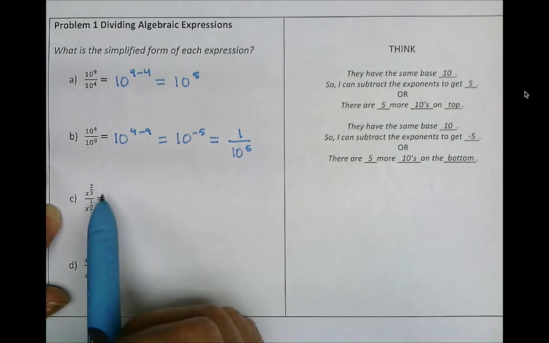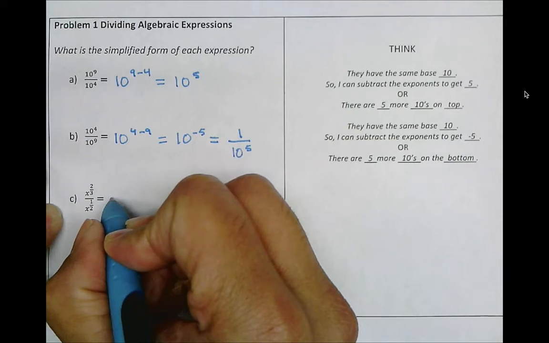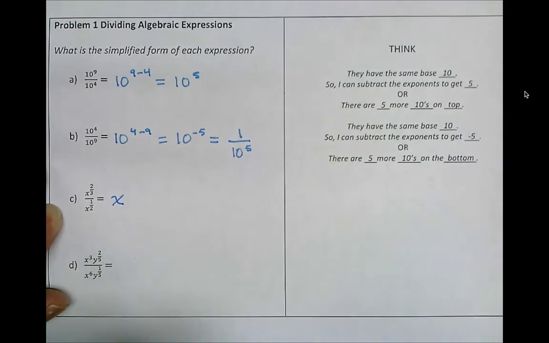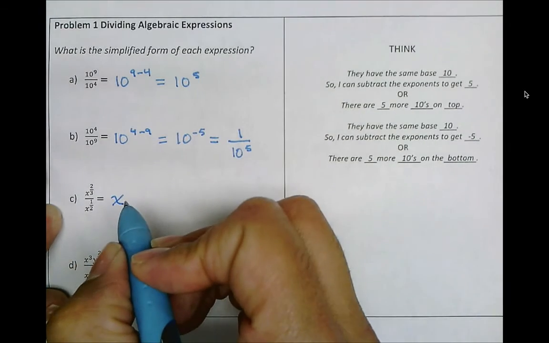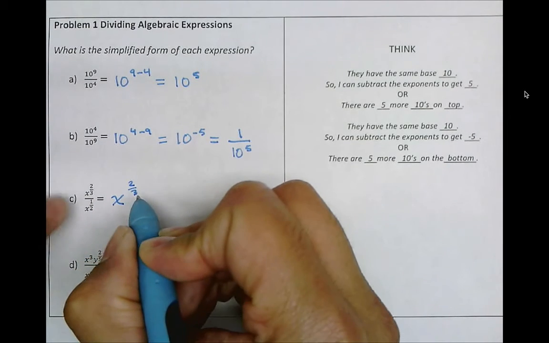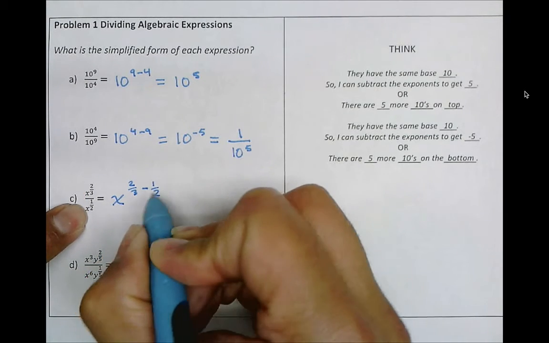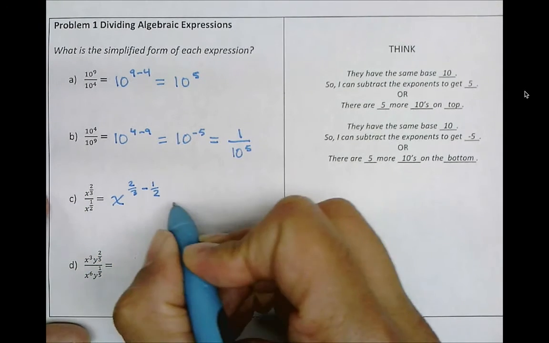Now let's deal with rational exponents. In other words, fraction exponents. The process is the same. The only difference is we have to find common denominators when the denominators are not the same. So we get x to the power of 2/3 minus 1/2 because we are subtracting the exponents to simplify.